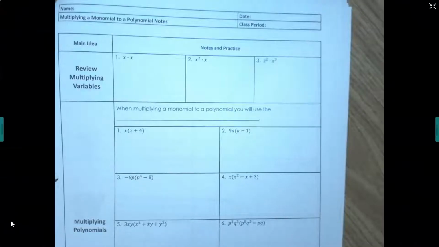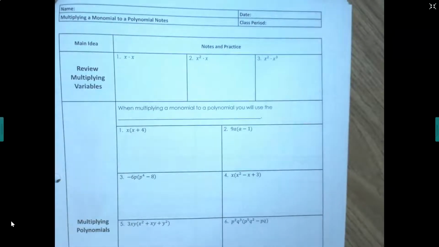Welcome to this video on multiplying a monomial to a polynomial. By the end of this video, you should be able to identify like terms, combine like terms, and use the distributive property to multiply a monomial to a polynomial.